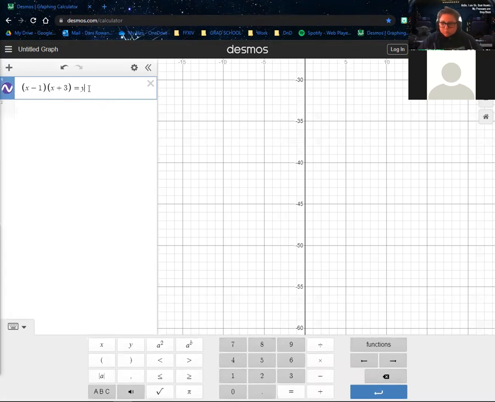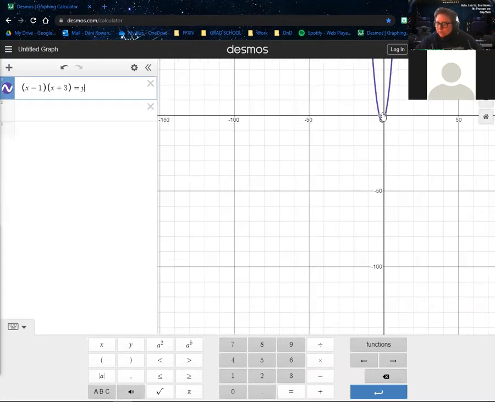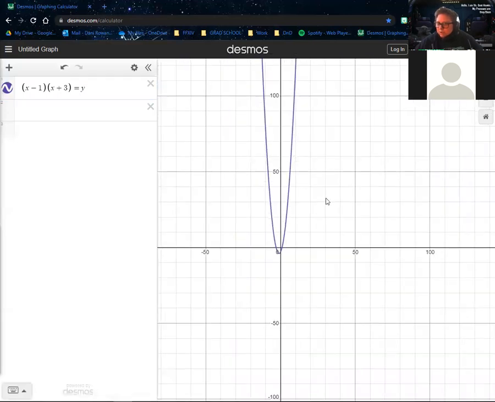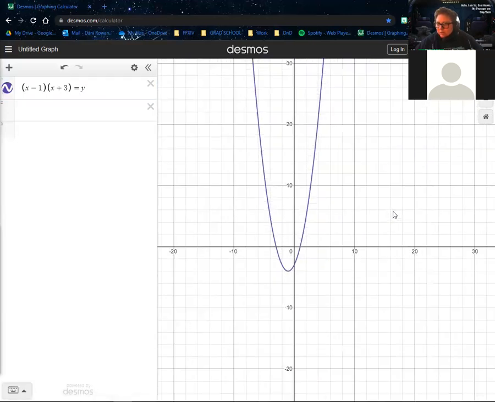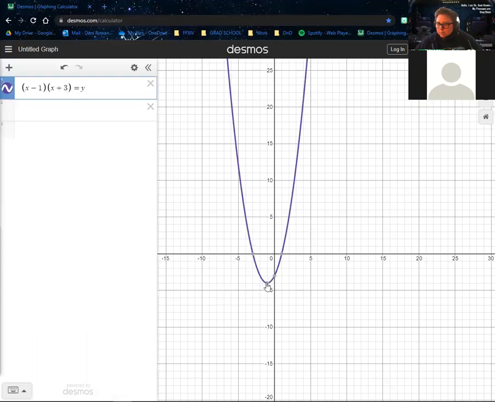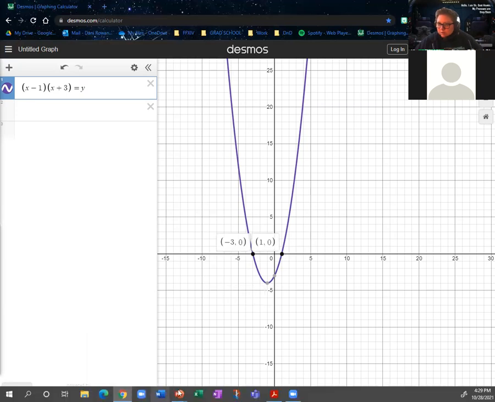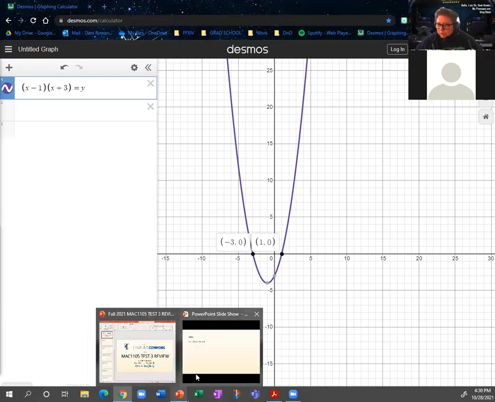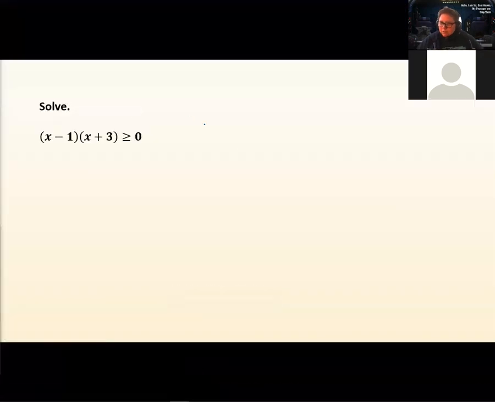Let's do equals y. I think I fixed it. There we go. So just do y equals that. So that's our minimum. Our minimum is -1, -4, and our two zeros are -3 and 1. Okay, gotcha. So if we're going to just graph that real quick on here.